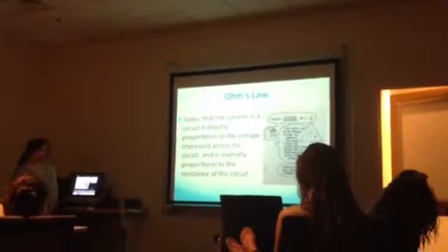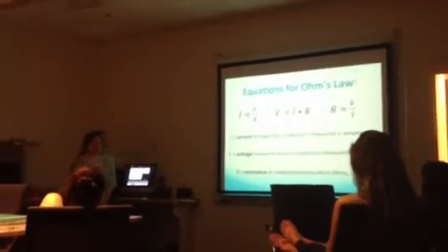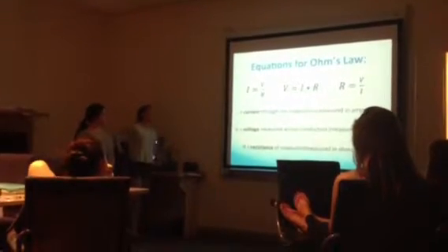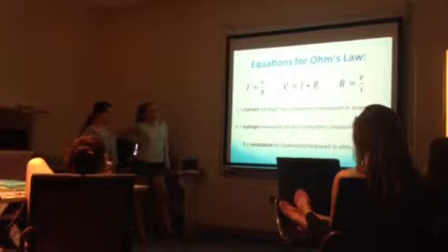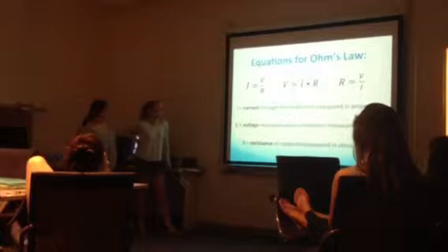So Ohm's law. Ohm's law states that the current in a circuit is directly proportional to the voltage impressed across the circuit and is inversely proportional to the resistance of the circuit. So these are the equations for Ohm's law: I equals V divided by R, V equals I times R, and R equals V divided by I.